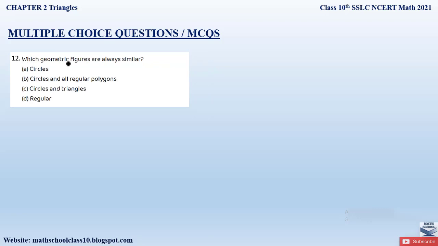Question number 12. Which geometric figures are always similar? Circles are always similar because irrespective of their radii, the shape remains the same. Therefore, circles are always similar.